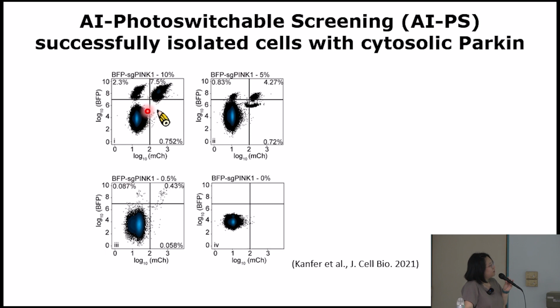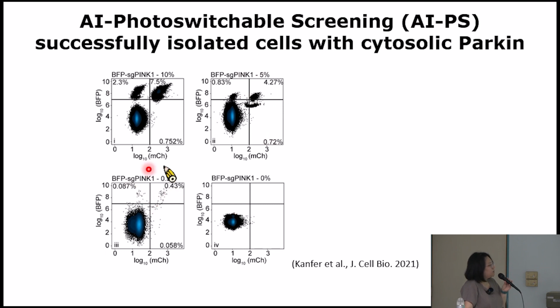And then what is shown here is the FACS data, with the top right corner being the ones that they wanted, or the ones that sorted after photoactivation. And the percentage here reflects how many cells they isolated after photoactivation. So what you will notice is that the capture is not 100%, so the AI didn't capture, say, 100% of the cells that it should capture, but it could capture about 70–80%.